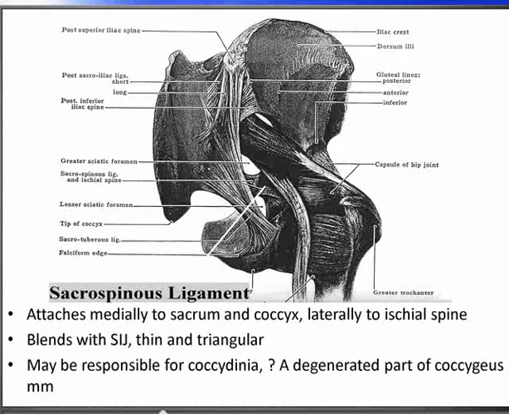Okay, so the other ligament that tightens with sacral nutation is the sacrospinous ligament. So here's a diagram of the sacrospinous ligament. You can see that it attaches medially to the sacrum and coccyx and laterally to the ischial spine. It blends with the sacroiliac joint. It's thin and triangular, and it's said to be responsible sometimes for coccydynia. This ligament is said to be a degenerated part of the coccygeus muscle.